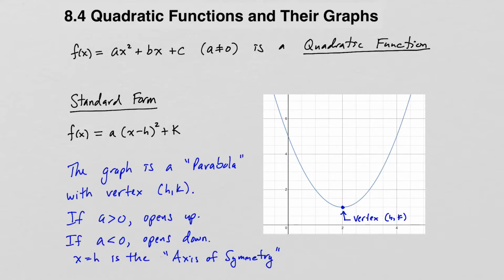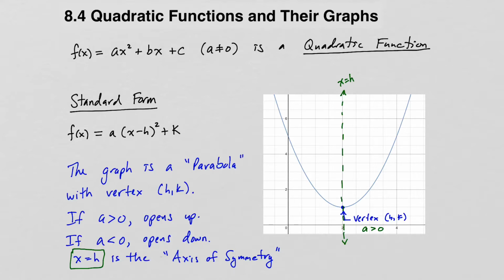Now, in this case, this would be a situation where a is positive. So let me just note that here. In this case, a would be positive because it does open upward. And the axis of symmetry is the vertical line x equals h. If you were to graph that line, x equals h is this vertical line right here. We call this the axis of symmetry because this line takes the parabola and cuts it in half into two symmetrical halves.